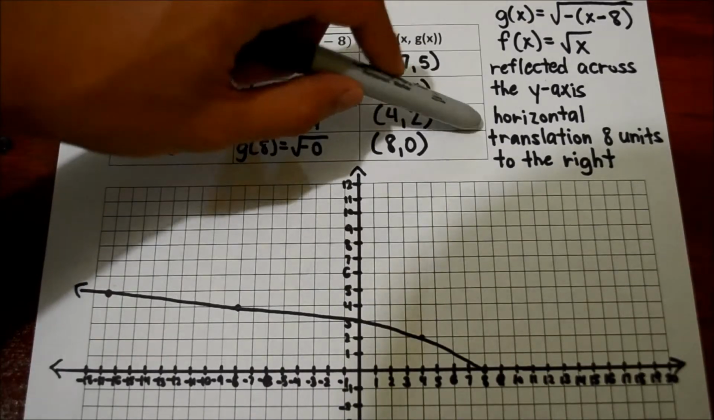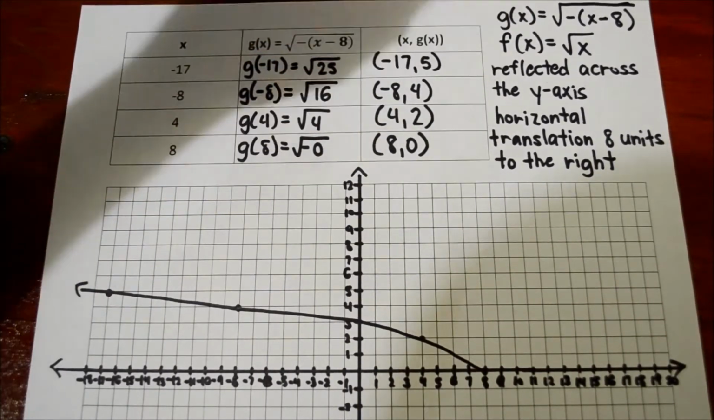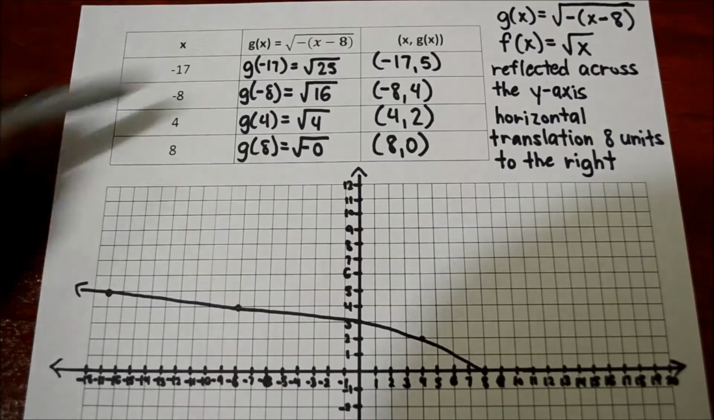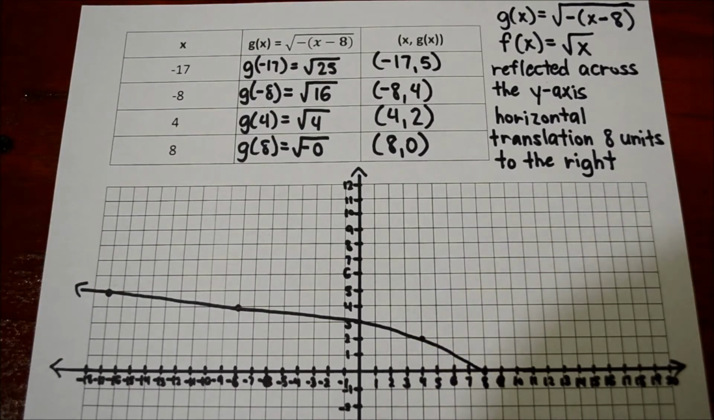There you have it. Overall, we have found the transformations of this transformed radical function and graphed it without using a graphing calculator. You can also use a graphing calculator for this. Just type in the radical function and press the graph button. And our problem is solved.